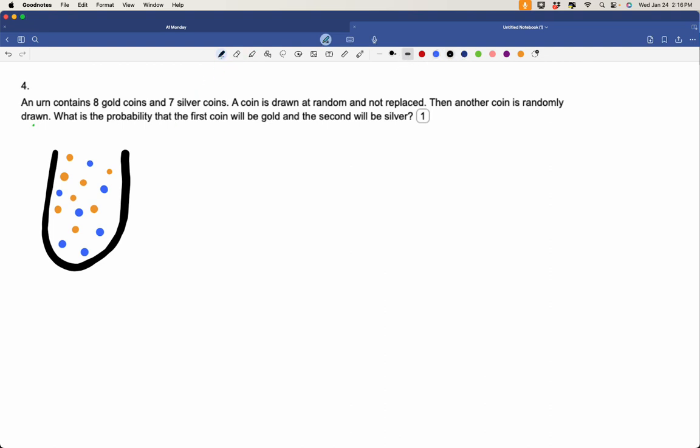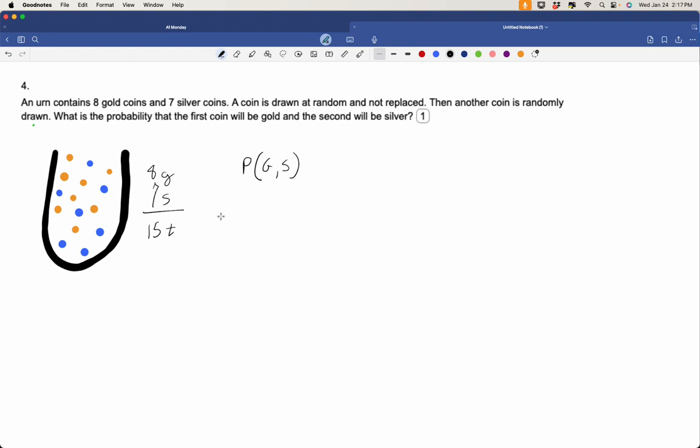All right, so you really don't have to draw the picture, but I like to because it's fun. All you really have to do is say I've got 8 gold, 7 silver, and then total them up, which would be 15 total coins. So then you want to find your probability statement. Your probability statement is going to be the P with the parenthesis here, and then the order of things that you want. So you want the first coin to be gold, so G, and the second to be silver, that's S.